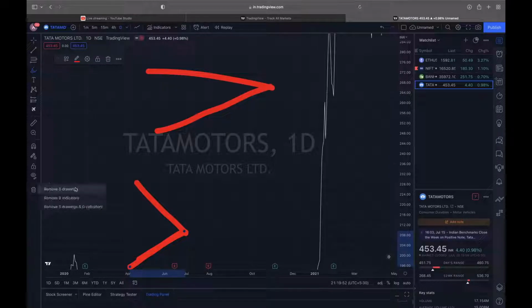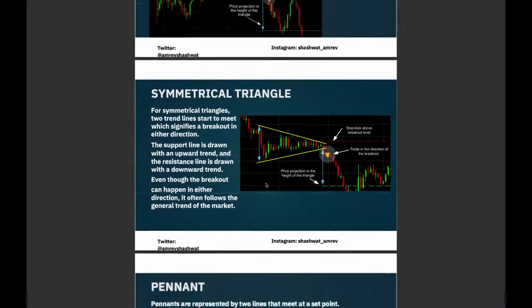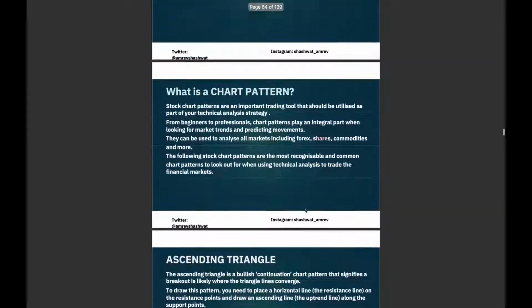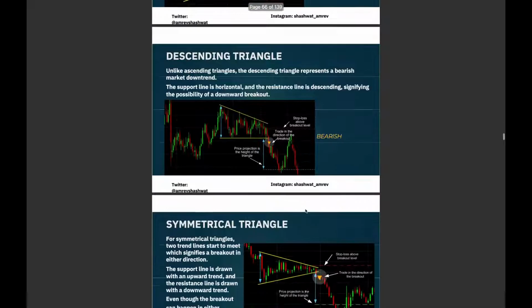Got it, everyone? Hope it is clear to you. And again, symmetrical tells that the breakout is coming, sir. It's all on you where the breakout is coming. If you think the breakout is upside, sir, you can buy upside, or if you think the breakout is downside, you can buy downside. Hope this is clear to everyone. Ascending, descending, symmetrical, and pennant.